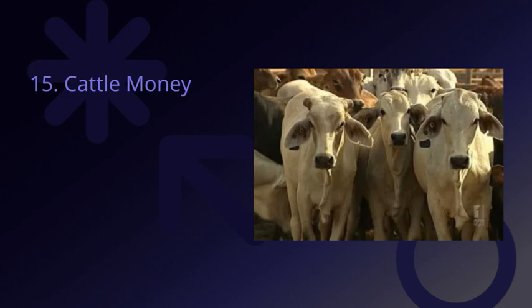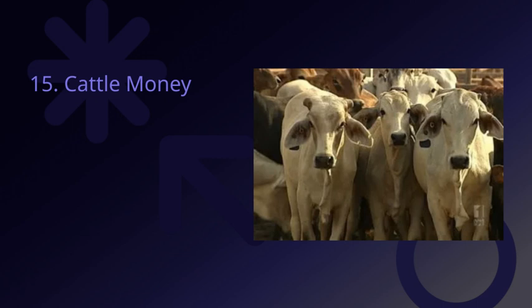Now let's talk about cattle money. When we refer to cattle money, we're looking at the financial aspects tied to the cattle industry, which is a significant part of agriculture and rural economies. It's not just about the sale of animals. It also involves understanding market fluctuations, costs of production, and potential profits. One key point to highlight is how cattle prices can vary based on supply and demand, seasonal factors, and broader economic conditions. These price swings can have a direct impact on ranchers' bottom lines.